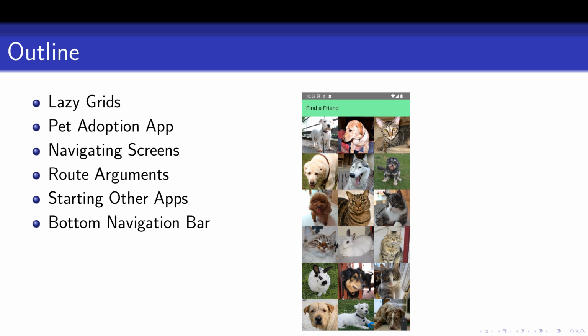Here's a quick overview of what we'll cover in this video. First, we'll look at lazy grids and how they help us build efficient and responsive lists of visual content. Then, we'll walk through building a pet adoption app from scratch. We'll explore multi-screen navigation and passing data between screens using route arguments. We'll also show how to launch other apps from within your Compose app. Finally, we'll implement a bottom navigation bar to give users quick access to the main screens in our app.